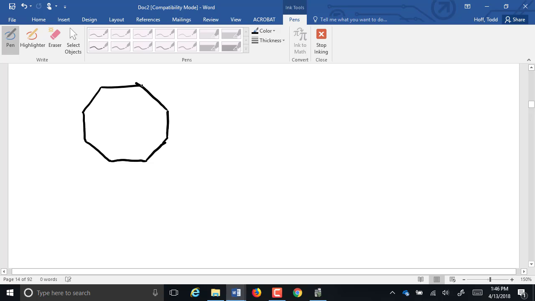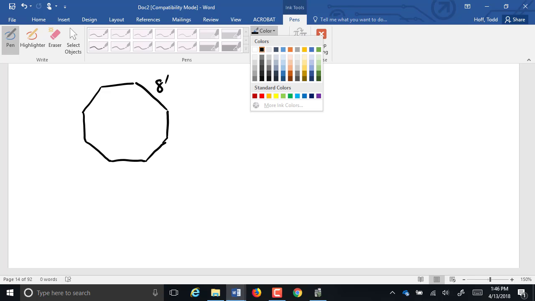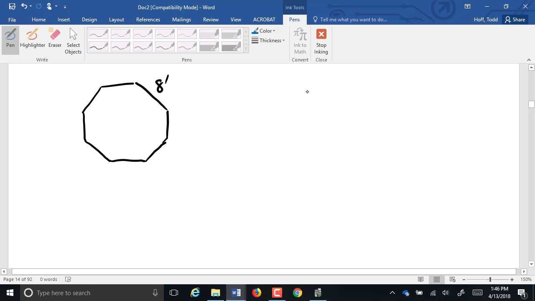You're asked to build an octagon gazebo with sides that are 8 feet long. Find the area of it. Tell me what to do. What's n? 8. The side is 8 feet, so 8 squared over 4 times tangent of 180 over 8. Perfect.